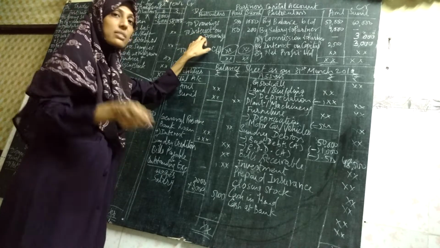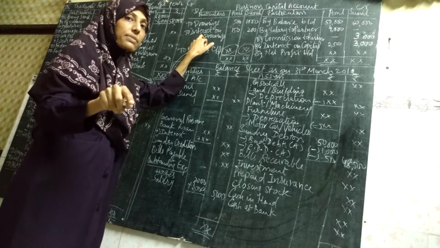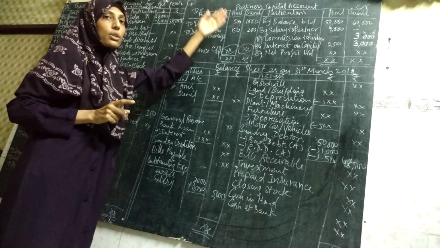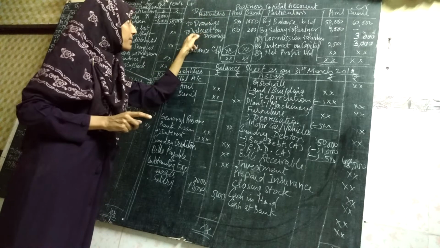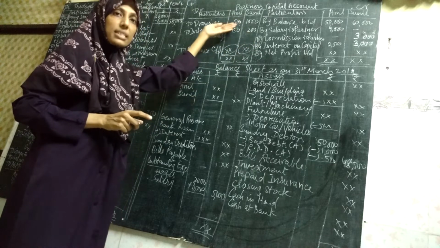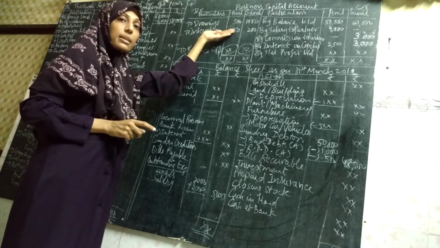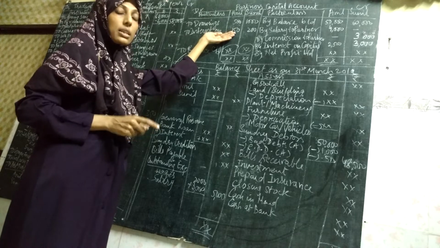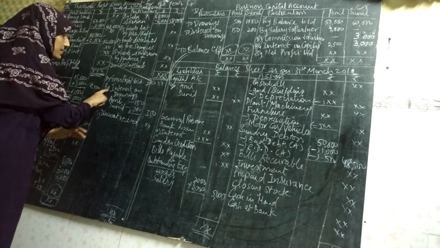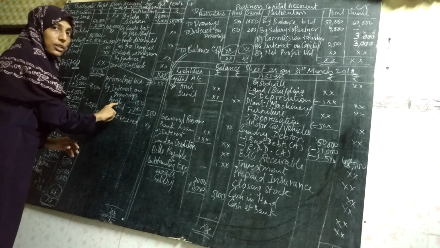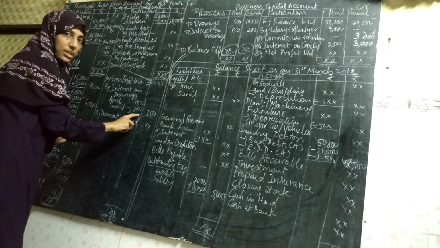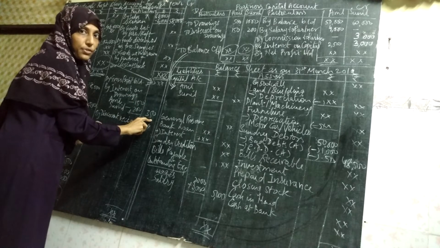Now interest on drawings is given in the adjustment. Since it is given in the adjustment, you will have to write two effects, debit effect and credit effect. So where is the debit effect? Partners capital account debit side: interest on drawings 150 rupees Anil and 200 rupees Sunil. Now it is the debit effect. You have to give the credit effect of it. So where is the credit effect? Partners capital account credit side. Anil's interest on drawings 150, Sunil's interest on drawings 200. The net effect will be 350 in the outer column.